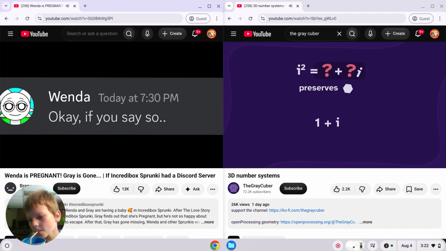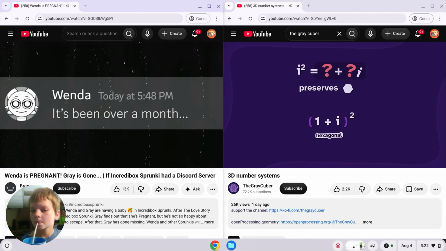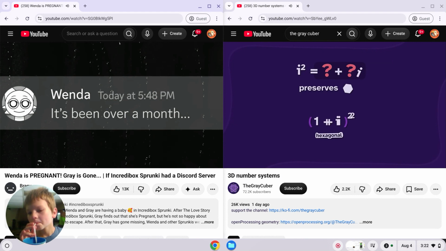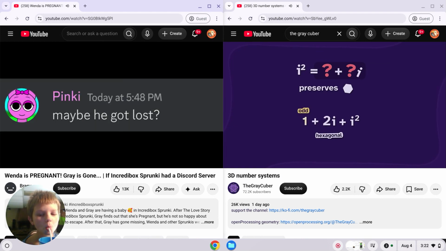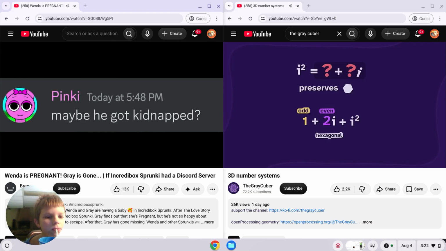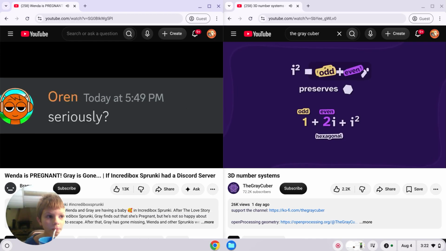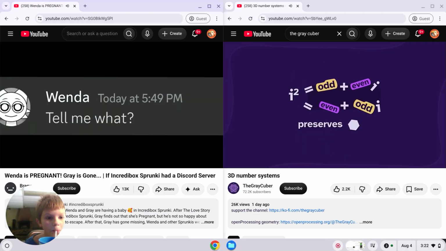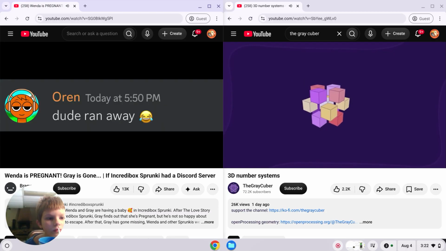Well, 1 plus i has both odd, so it's hexagonal, and so its square should also be hexagonal. That's 1 plus 2i plus i squared. Notice that this is odd and this is even, but they need to match, so the i squared should flip one of them. We must define it as either odd plus even i, or even plus odd i. These definitions preserve hexagons. And we can take this idea to 3D.